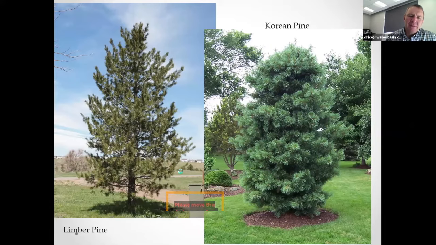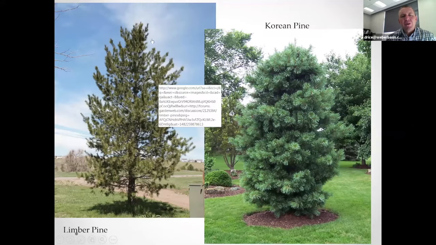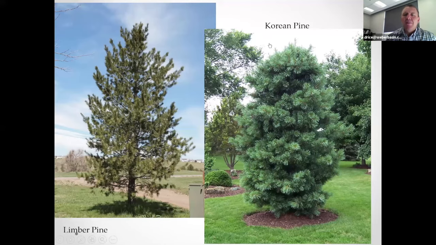So limber pine, we've got Korean pine. Limber pine tends to be a little bit more upright. This particular picture seems to show it a little bit looser. A lot of times limber pines are fairly conical, but not a tight conical shape. They're called limber because the branches are very, very flexible. We have a few of them here at our garden that are probably 13, 14 years old. Korean pine is a good medium pine tree, not going to get huge like your ponderosa or your Austrian pines or some of those that get really big.